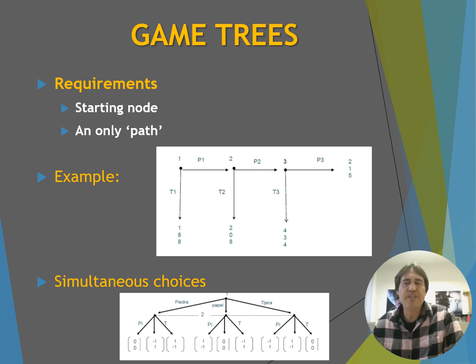Note that if we change the 1 label at the initial node to number 2 and the 2 label to the 1, the new game tree would also represent rock, paper, scissors. In other words, when we represent simultaneously made decisions, the order in which we arrange the nodes is completely irrelevant.